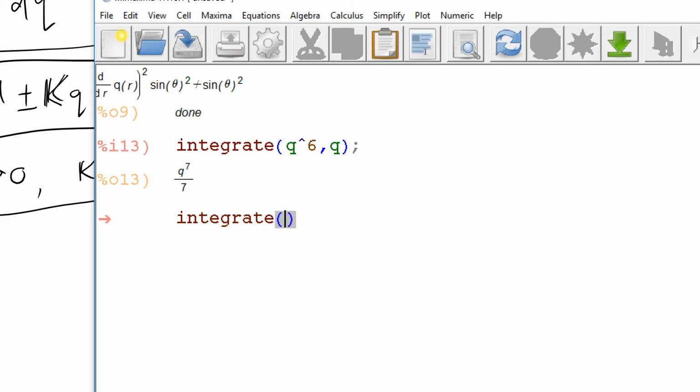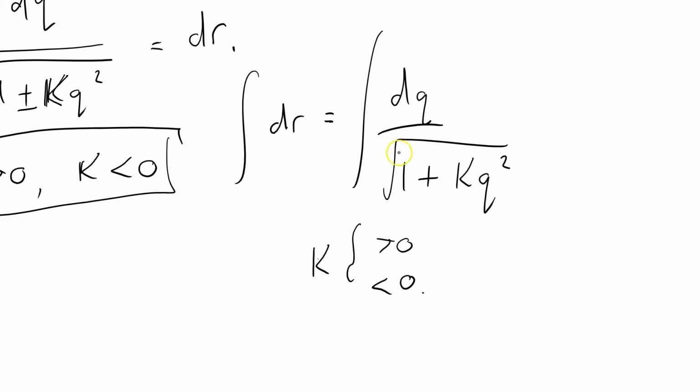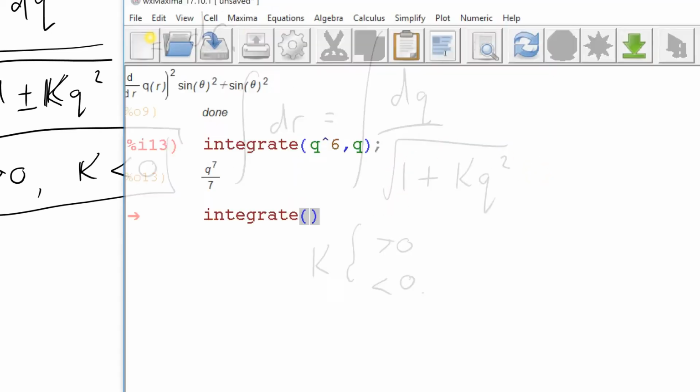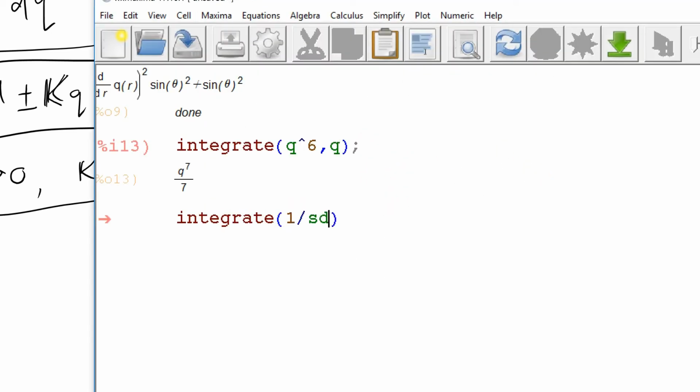Integrate. And of course I've forgotten what the thing is. It's root 1 plus k squared. 1 over the square root of 1 plus k times q squared, comma q. And straight away it fires back a question. It doesn't give me an answer.